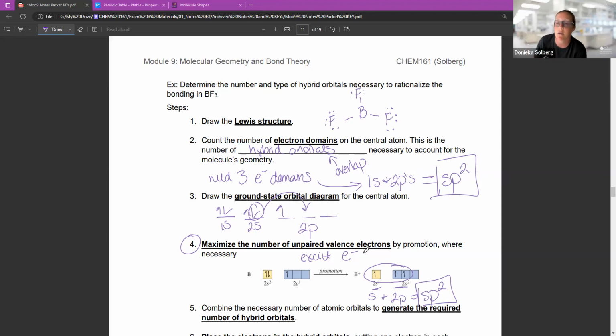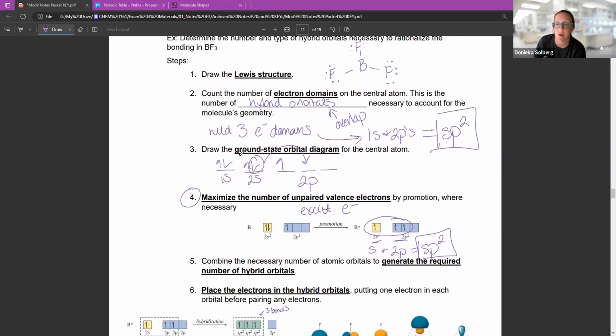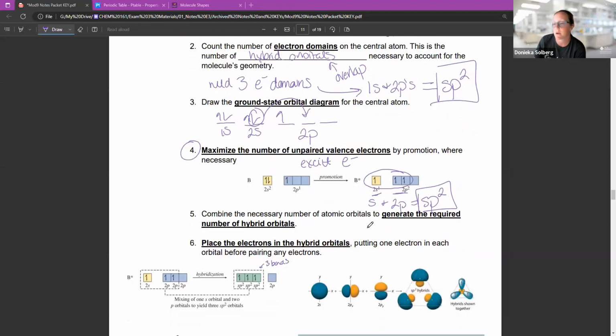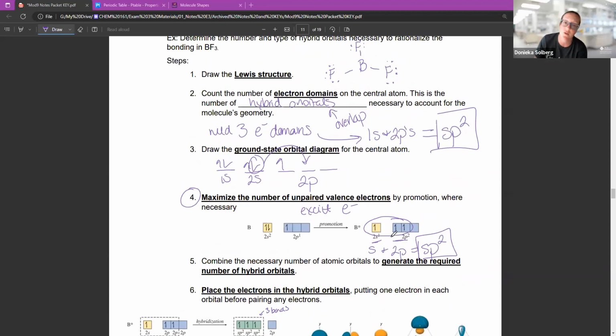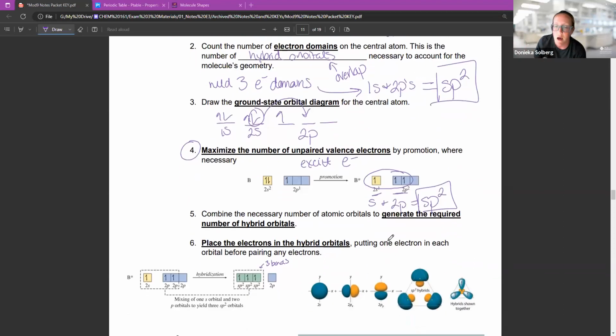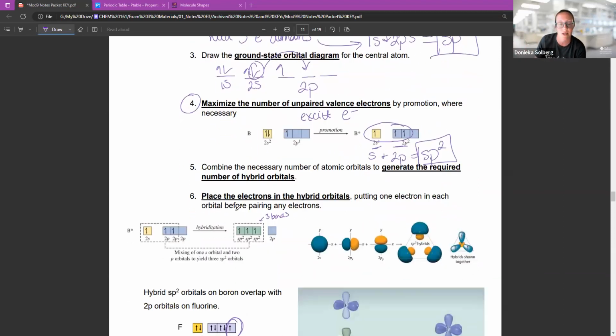Okay, so we maximize the number of unpaired valence electrons by promotion, which is what I was showing you here. This turns into now this. These are the 3 that get hybridized, and you have sp2. So you combine the necessary number of atomic orbitals to generate the required number of hybrid orbitals. That just means if I need 3 bonds, I need an S and 2 P's, so sp2. If I needed 2 bonds, like our example before, I need an S and a P, so it's called sp. That's it. Place the electrons in the hybrid orbitals, putting 1 electron in each orbital before pairing any electrons.